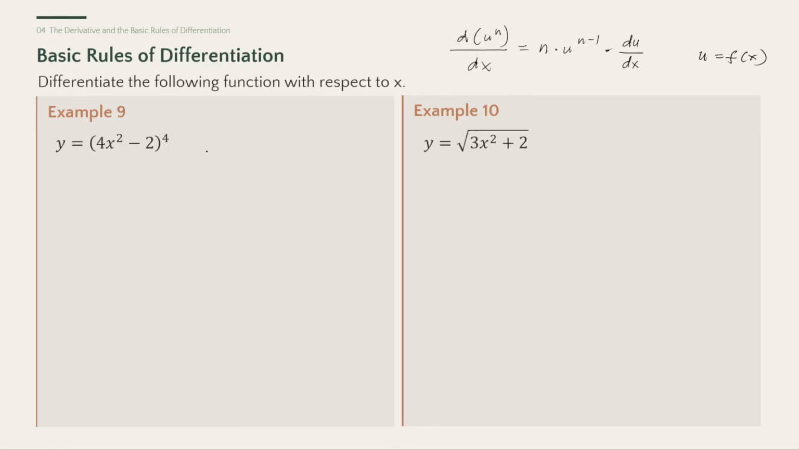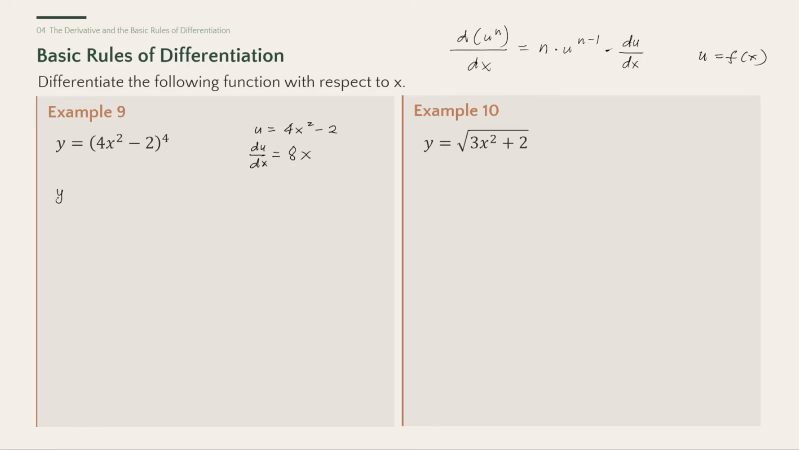Okay, so this one, we have u. Our u here is 4x squared minus 2. And since we need du/dx, we need to differentiate this also. The derivative of this is 2 times 4, 8, then subtract 1. So we only have 8x as the derivative. The derivative of negative 2 is a constant.